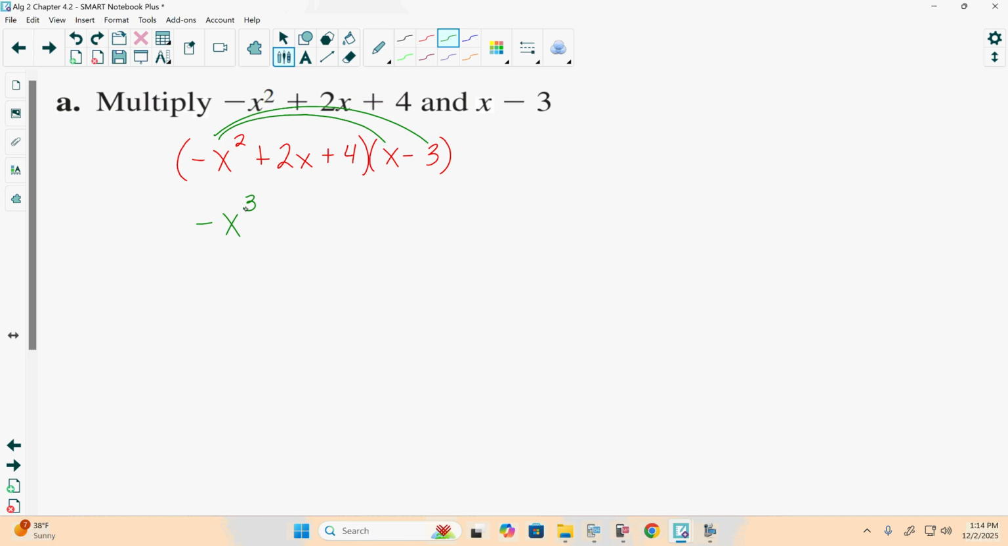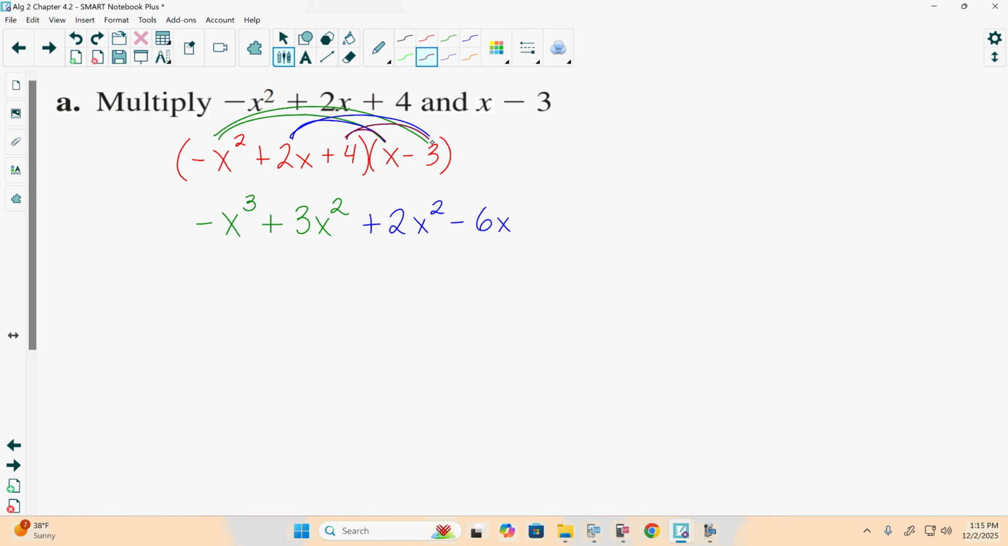Now, our next one would be negative x squared times negative 3. Well, the negative and negative would make a positive, and 3 times x squared is just 3x squared. Then we would move on to the 2x and do the same thing. 2x times x is going to be positive 2x squared, because 2x times x would give us 2x squared. And then 2x times negative 3, 2 times negative 3 would be negative 6. And we do still have our x. Yes?